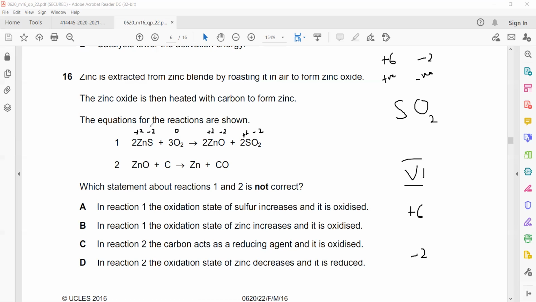So when you check, sulfur was -2, it became +6. So if -2 becomes +6, the question is which is not correct. In reaction 1, the oxidation state of zinc does not change. Zinc is +2 before and zinc is +2 after. So there is no change in oxidation number of zinc. That is why statement B is not the right one.